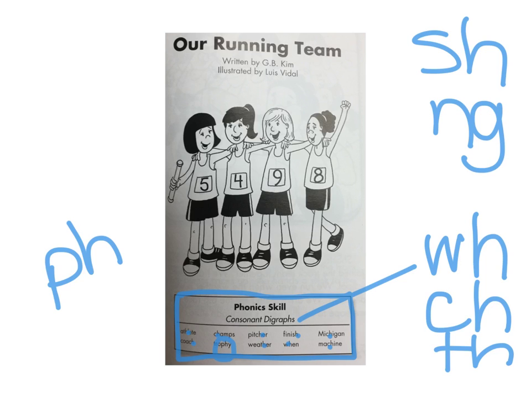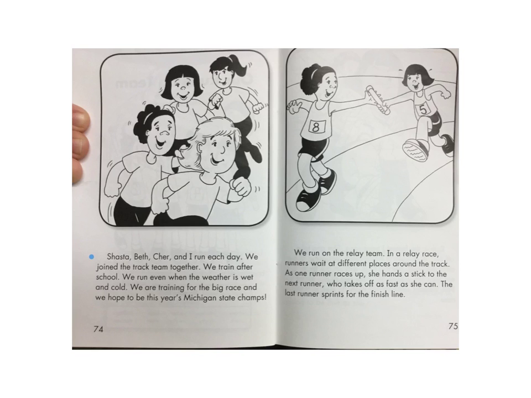This is called Our Running Team. Shasta, Beth, Cher, and I run each day. We join the track team together. We train after school. We run even when the weather is wet and cold. We are training for the big race, and we hope to be this year's Michigan State champs. We run on the relay team. In a relay race, runners wait at different places around the track. As one runner races up, she hands a stick to the next runner, who takes off as fast as she can. The last runner sprints for the finish line.